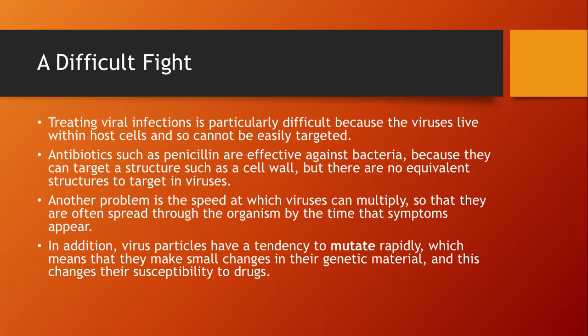So whereas with bacteria we can use antibiotics such as penicillin, we talked about that. Well, penicillin, for example, can target a structure such as a cell wall, but there is no viral structure. There is no structure to target. Another problem is the speed at which viruses can multiply, so that they are often spread through the organism by the time that symptoms appear. They can reproduce very quickly once you are infected.